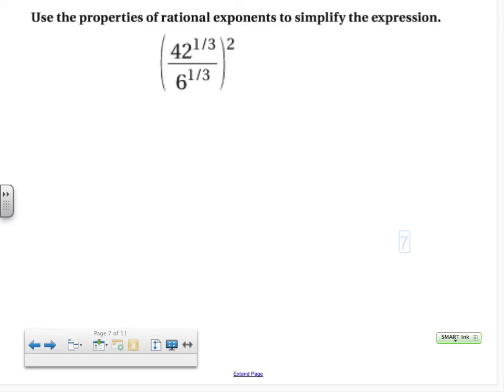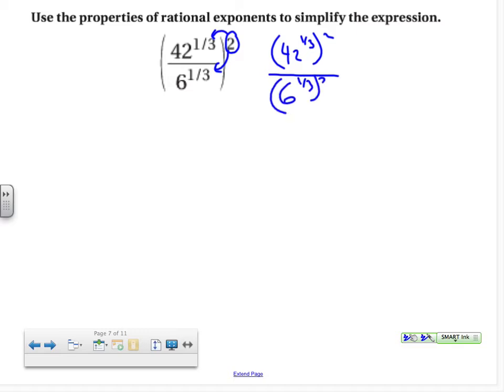Pause and try this one. Right, this one, got a couple things going on here. You could take the 2 and apply it to both parts of the division. In fact, let's do that right now. We got 42 to the 1/3 squared and 6 to the 1/3 squared.